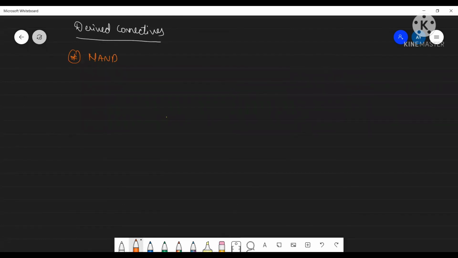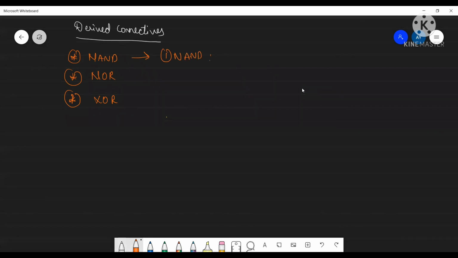In derived connectives, the first definition is NAND. The second one is NOR. And the third one is XOR. Now let us define the first definition, that is NAND. Now, how will we define NAND?